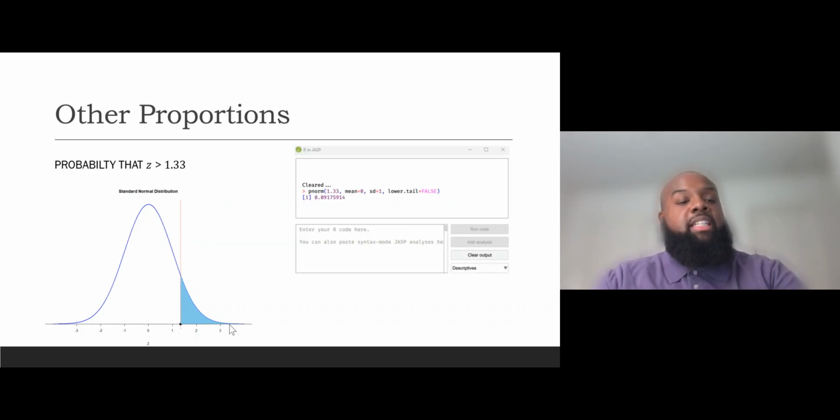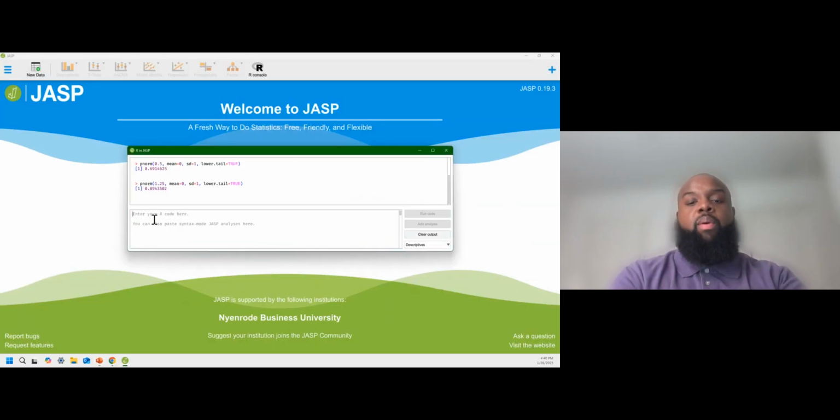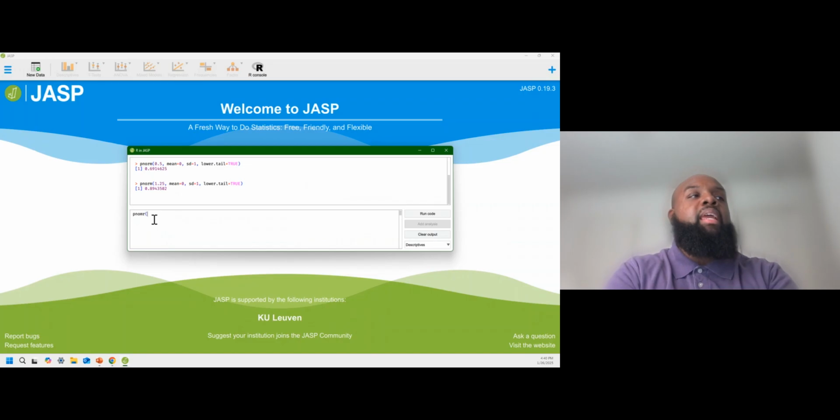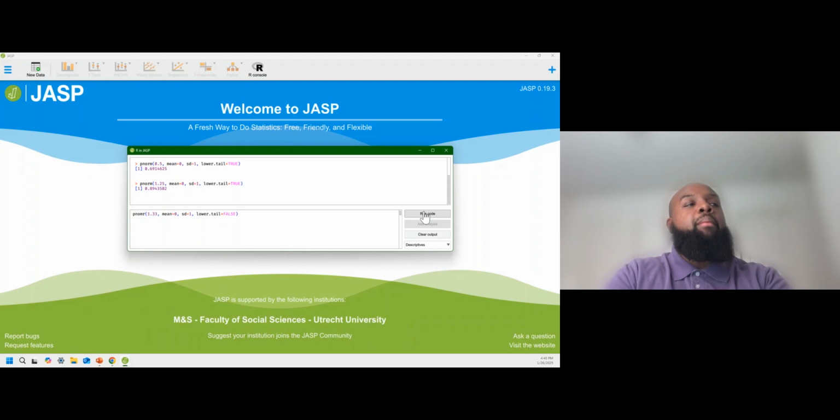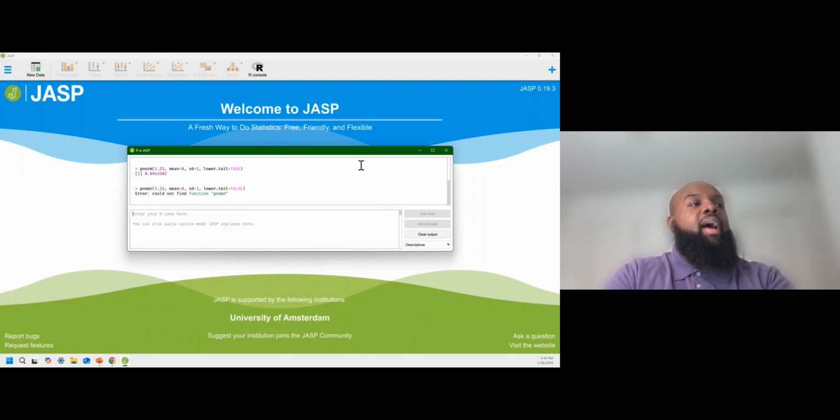All right. And so let's just do it right quick in JASP. Now I'm going to do something on purpose here, and sometimes I mess up here. So I'm going to type pnomr. So I'm spelling that wrong. I'm going to put 1.33. Mean equals 0. Standard deviation equals 1. Lower.tail, but this time I'm going to say FALSE. And I'm going to capitalize all of those words. I'm going to go to run. And R is going to give me an error. All right. I did not spell this word correctly.